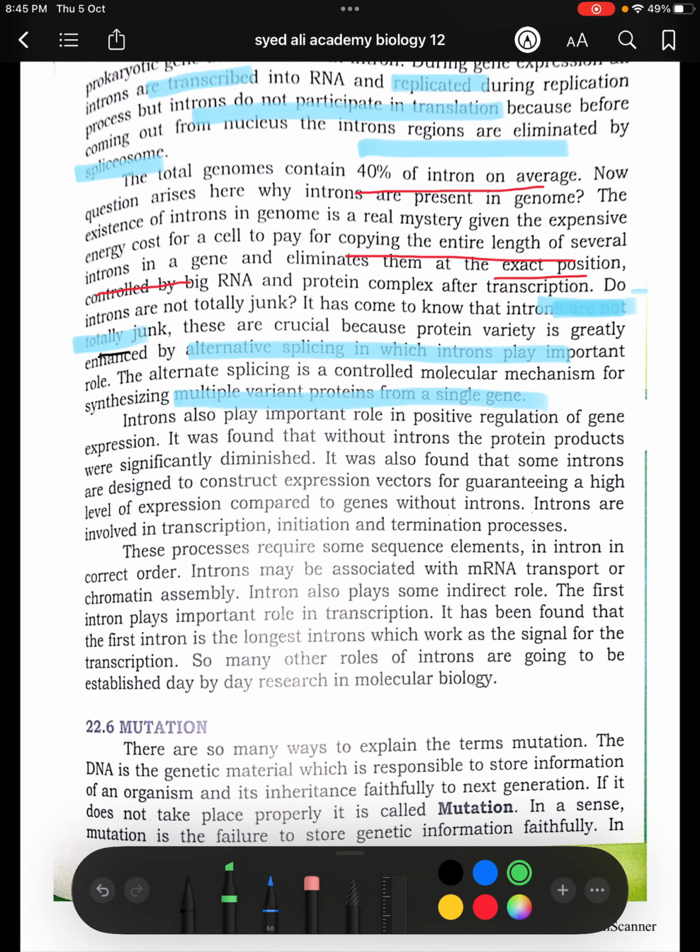Introns play an important role in the positive regulation of gene expression. It was found that without introns, the protein products were significantly diminished. It was also found that some introns are designed to construct expression vectors that guarantee a high level of expression compared to a gene without introns.